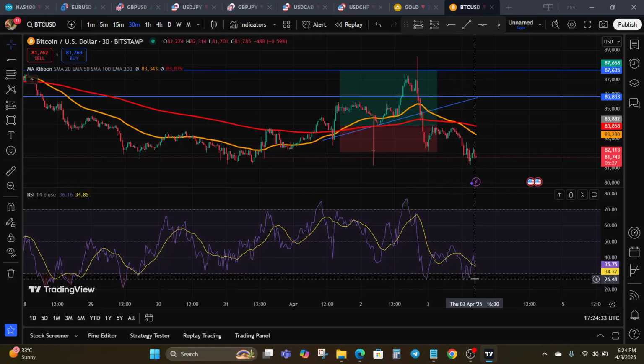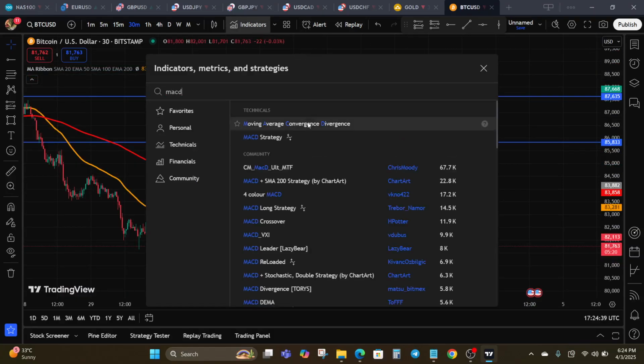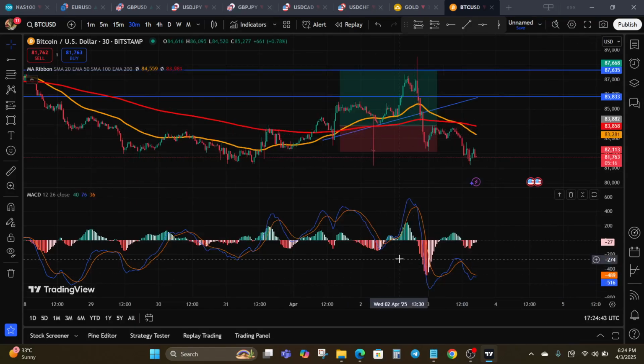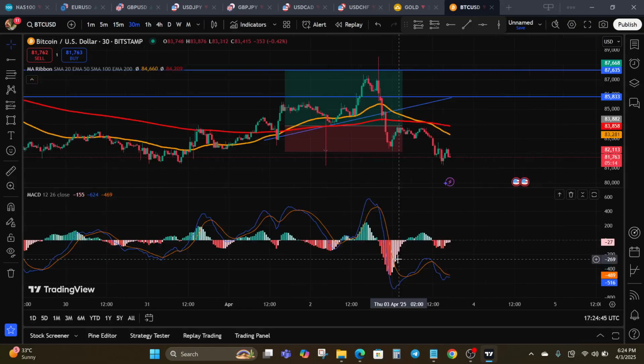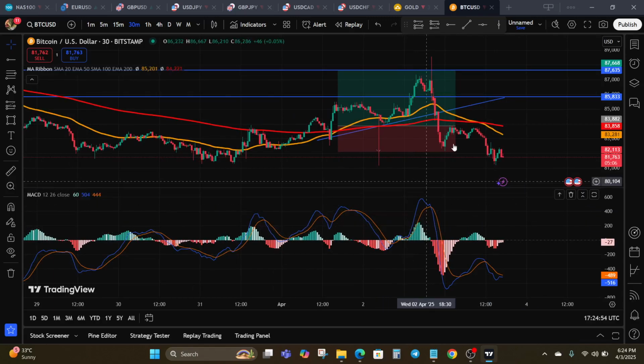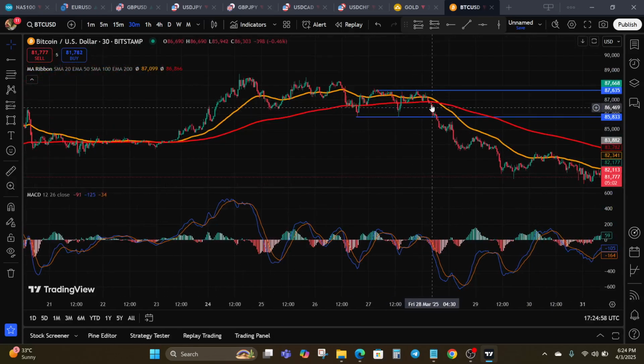it is oversold. Now, the next indicator we're going to be looking at is the MACD, the Moving Average Convergence Divergence. The MACD is actually used to identify potential trend reversals. A crossover between the MACD line and the signal line is a strong indication that the trend is about to change direction.